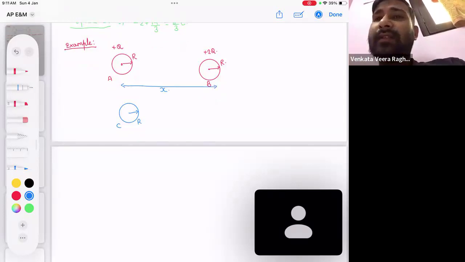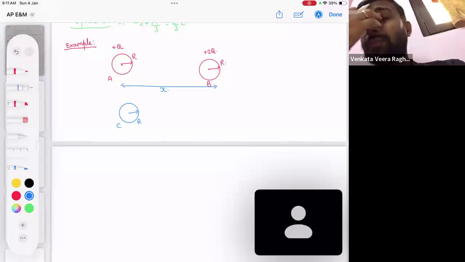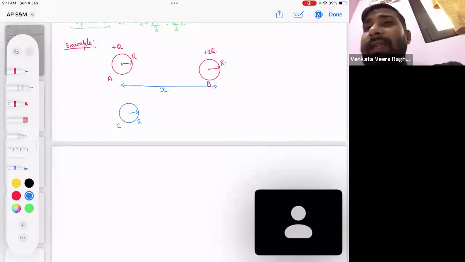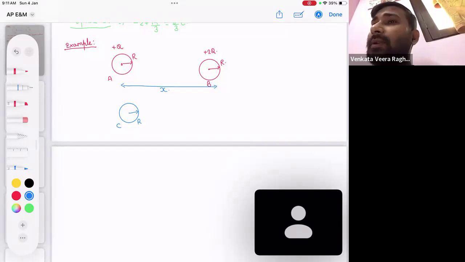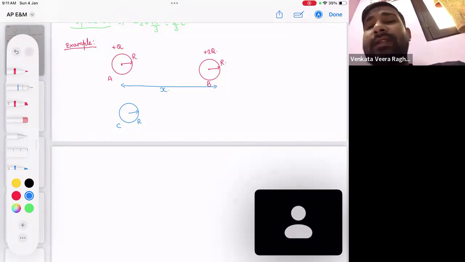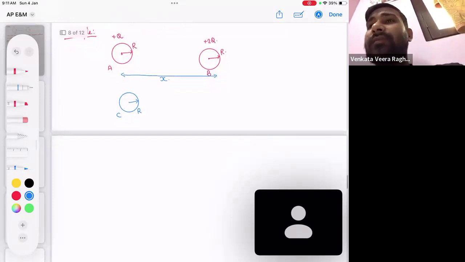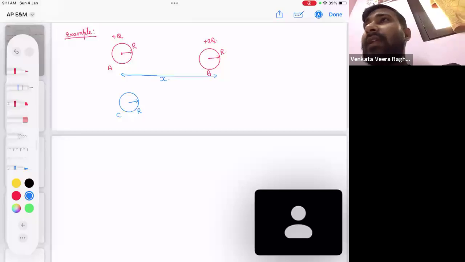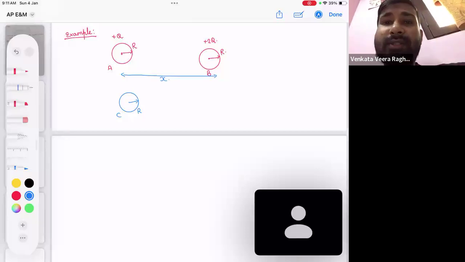Now this third sphere, or C sphere, is first brought in contact with A. Some charge transfer will take place between A and C. And then again, that same C sphere is brought in contact with B. Then again, some charge transfer will take place between B and C. And then the C sphere is taken away. So now we have to find what is the new force between the A and B spheres and what is the charge on the C sphere.